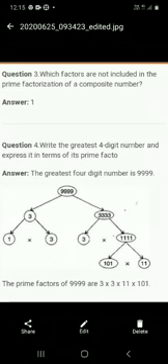Now you factorize it. 9999 is factorized as 3 into 3333, and 3333 is factorized as 3 into 1111. Now you factorize 1111 as 101 into 11. So your factors are 3 into 3 into 11 into 101. You got it?